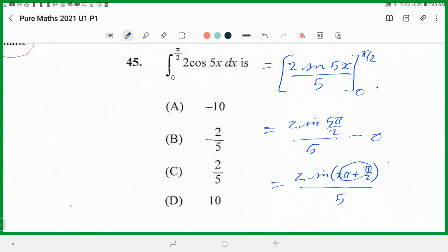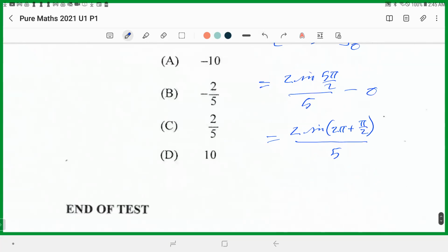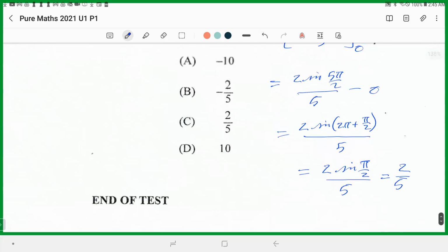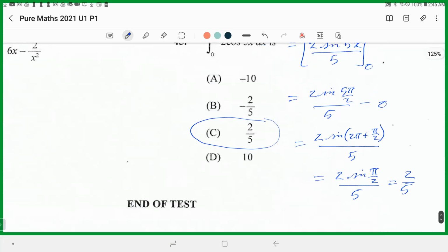That's 2.5, all right? You see that 2 pi there, because sine of pi by 2 over there, and then you go a full revolution around the circle. So we will come back to the sine of pi by 2. It's still equal to 2 times the sine of pi by 2 over 5. Sine of pi by 2 is 1. Then it becomes equal to 2 over 5. Which is right here. Bang!